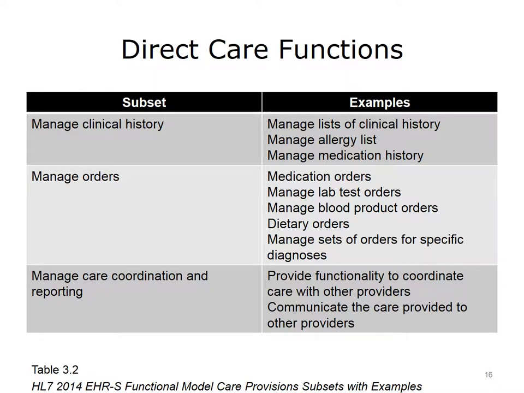Some examples of the clinical history subset are the capability to manage problem lists, manage lists of allergies that a patient has, and maintain a list of medications that the patient is currently using. For the managing orders subset, examples include orders for medication, lab test orders, blood bank orders, and dietary orders. The communication to the ancillary departments and individuals in the healthcare organization is managed by this subset, as well as the work list that each department may use for fulfilling the orders.